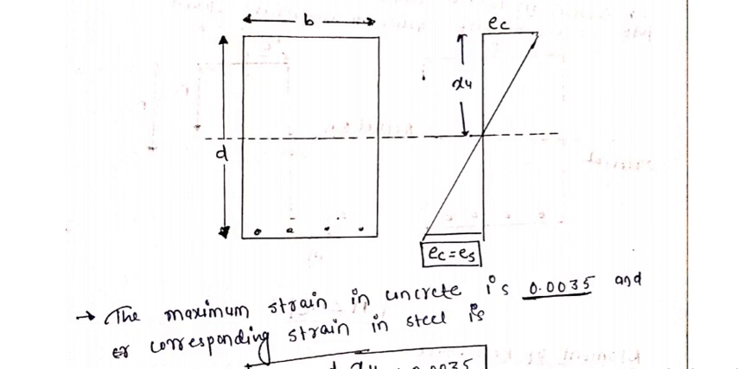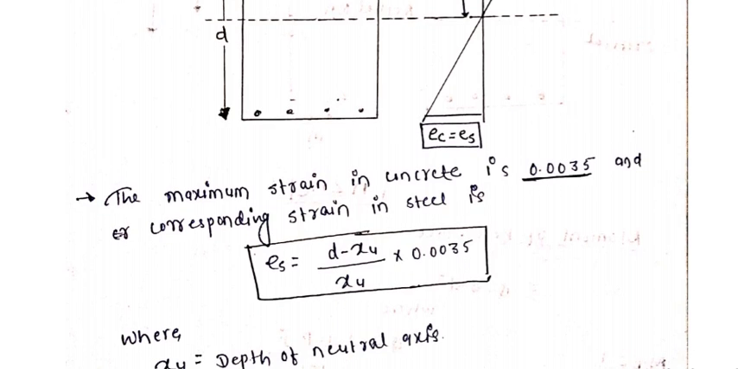So here the maximum strain in concrete given by the designer is 0.0035. I have told you that the stress in both concrete and steel is the same, meaning maximum, so its corresponding stress is also the same and the corresponding strain is also the same. If someone asks you what is the maximum strain in the concrete, you must say 0.0035. You must memorize all these things as it is given by the designer. And the corresponding strain in steel is given by (d minus xu) by xu into 0.0035.